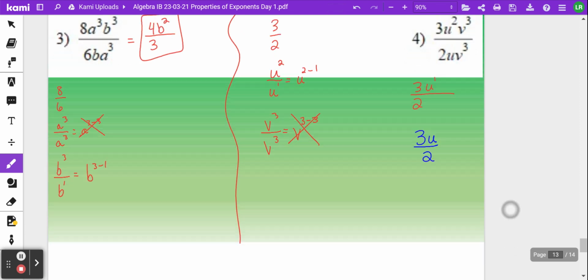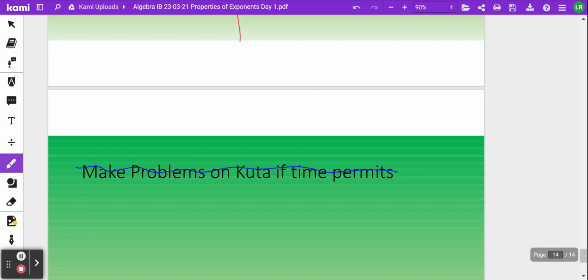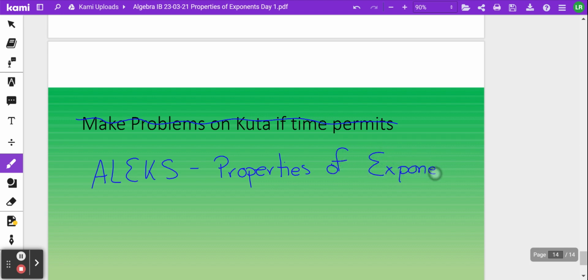All right, last thing that we need to get taken care of is you can start on your assignment. Your assignment is on ALEKS, properties of exponents. And we can go ahead and get started on that.